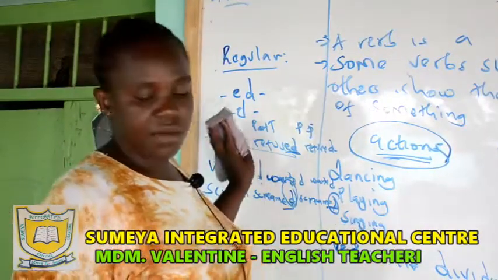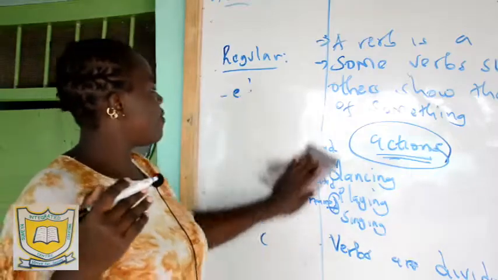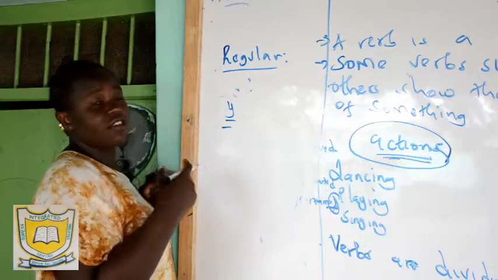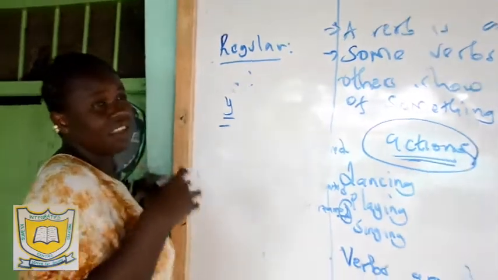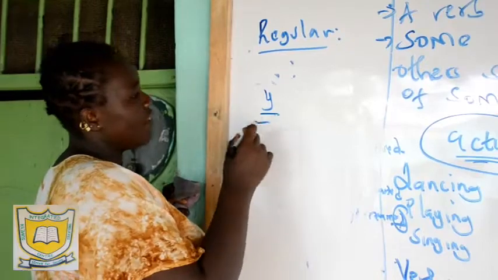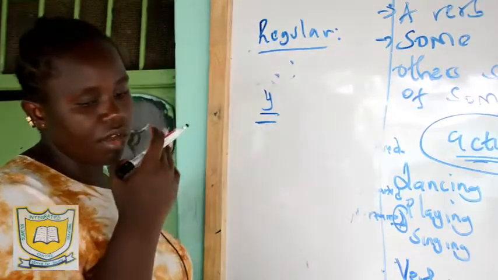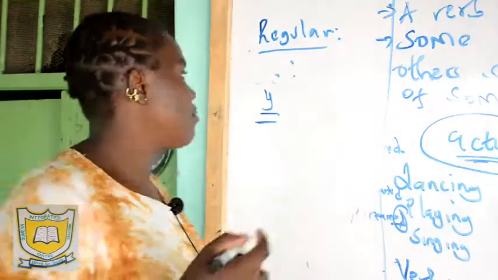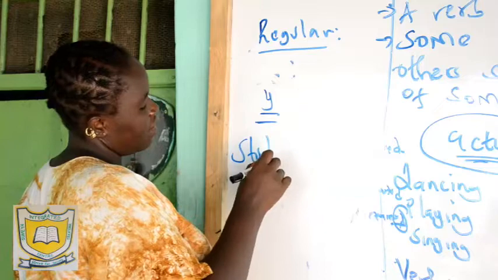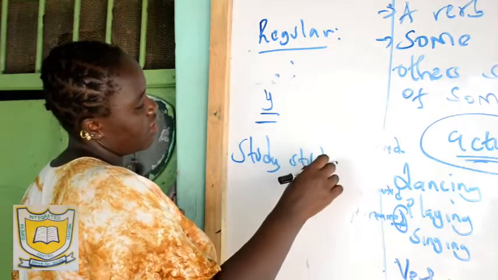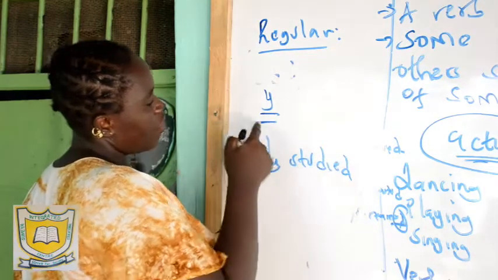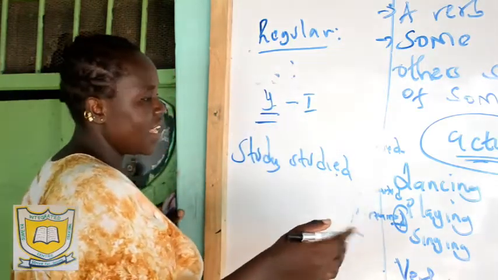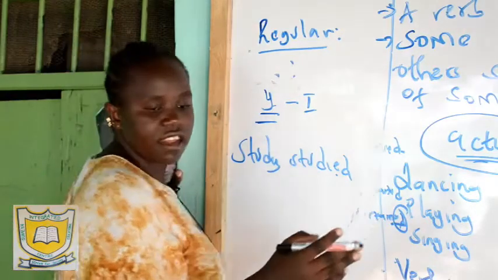How do you form these regular verbs? This one is ending with an e. But if you find a verb that ends with a y, and you want to change it into the past tense and past participle, you omit the y, and then you add an ed on your word. For example, I have study, present tense. In my past tense, I'm going to say studied. You omit the y, you replace it with an i, and then you add an ed. So study, studied, studied.